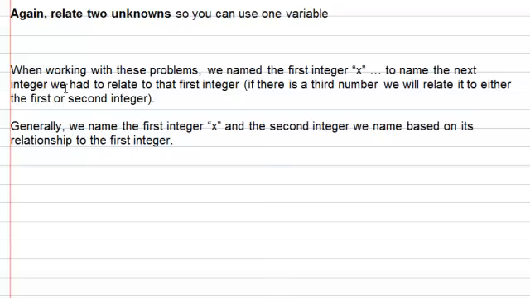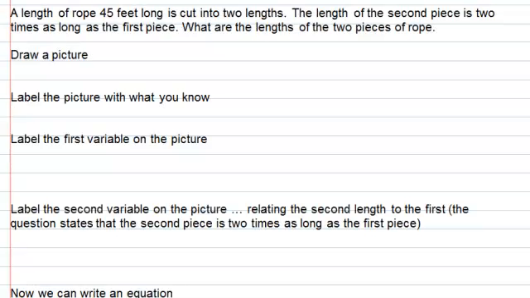So as always, we name the first integer or the first thing x. When we were doing the number problems, we had to name the second integer in a way that related it to the first integer, and again with the third. So generally we name the first thing or the first integer x and the second integer based on the relationship to that. Now this is a basic example of how we can do this.